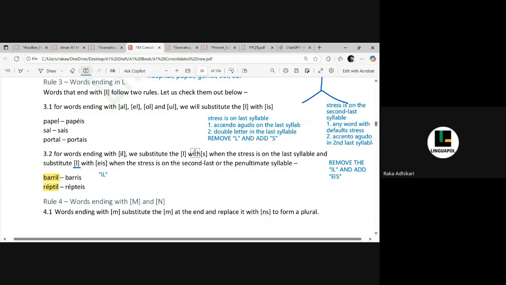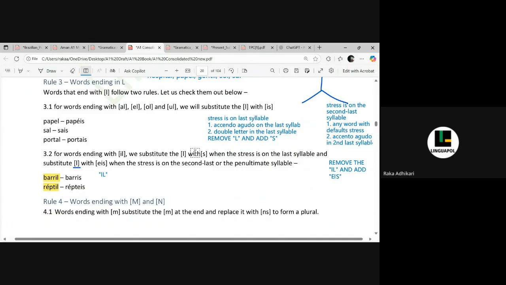For the second category, we will remove the complete IL and we will add EIS. So heptu becomes hepteish. We remove the IL completely and we add EIS. That is the second category.